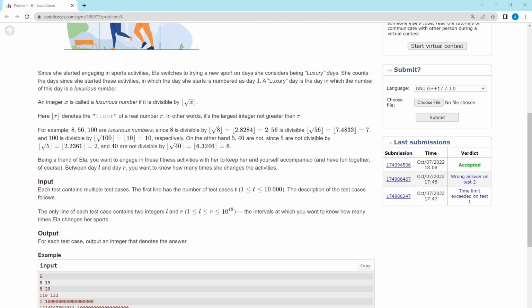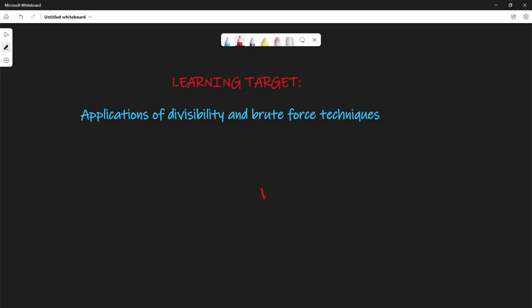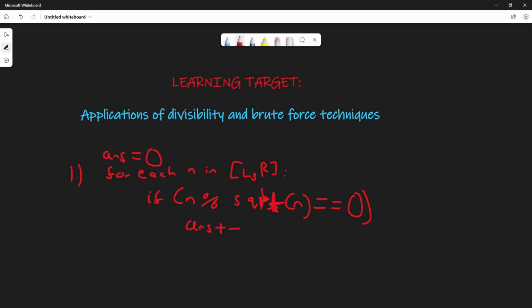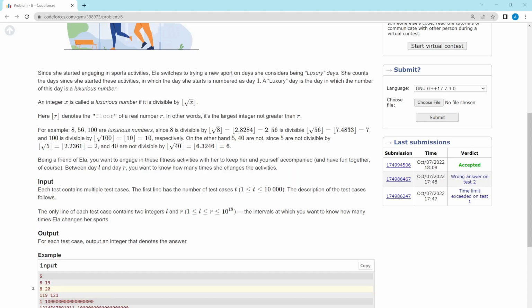Obviously the first idea which comes to mind is the naive brute force, which is to go for each number n in the range L to R and check whether n percentage square root of n is 0. Square root of n will by default give you the floor of the square root of n in C++, or in Python and Java you can just typecast it into an int. If n percentage square root of n is 0, we increase the answer by 1, and in the end you just print the answer. So this is the very naive brute force, and for the first few sample test cases it will work.